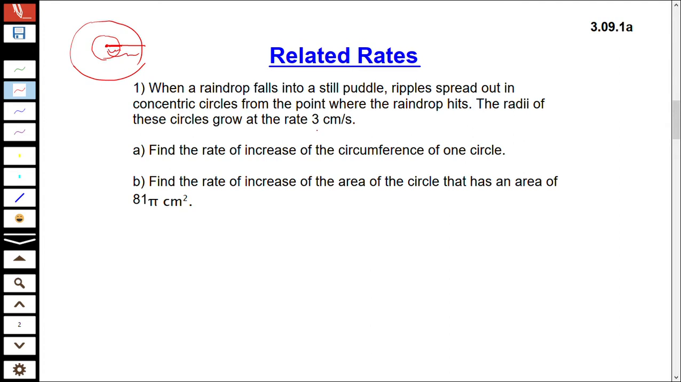They said it's going to be 3 centimeters per second. So it says the radii of the circles will grow. So every second the radius is going to grow.